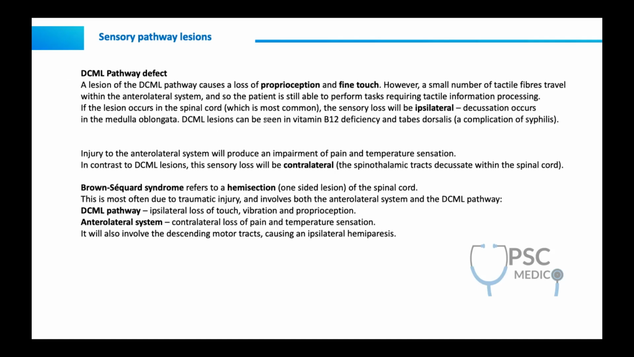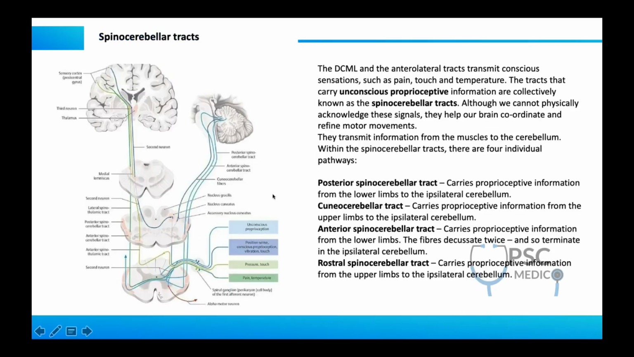And next is injury to the anterolateral system. We all know the anterolateral system, mainly the lateral part, carries pain and temperature. So any lesion will produce impairment of pain and temperature sensation. But the logic is simple. If there is damage here, sorry, I have to draw it like this. If there is damage, because of the crossing, you can see the loss is contralateral. Whereas if there is damage here, the DCML loss is ipsilateral.